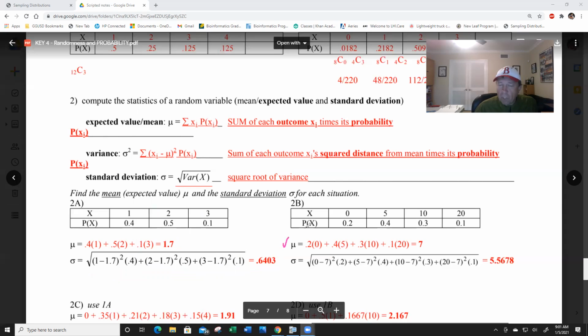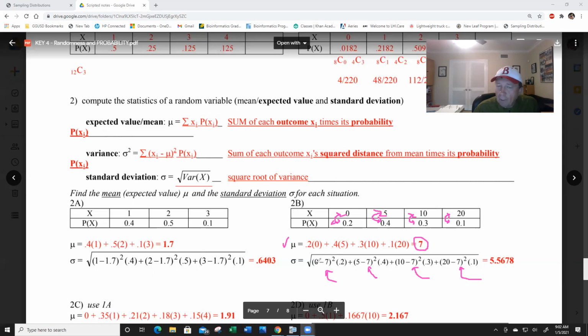Here's the mean called mu. You're going to multiply each number by its individual probability. Hopefully you can see that there. Okay? Then you're going to take each number, subtract the mean, square it and multiply it by its probability. Notice that the mean of 7 is written 1, 2, 3, 4 times because it needs it for every one of them.